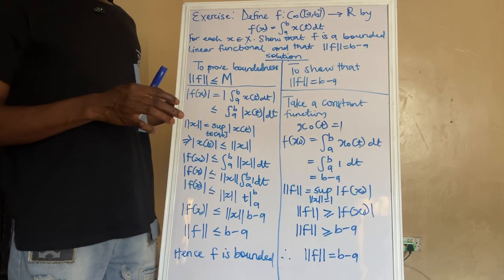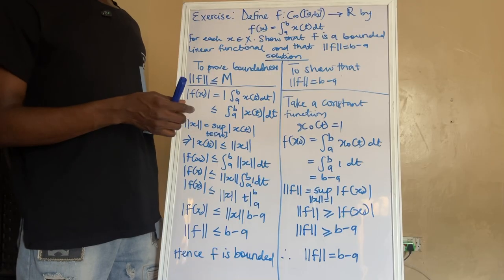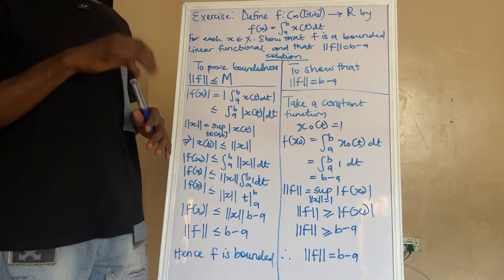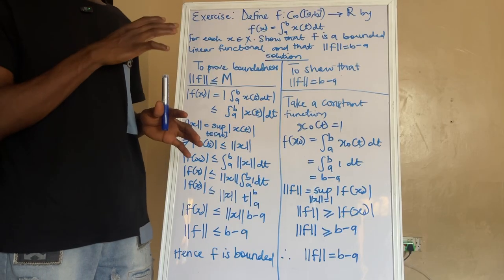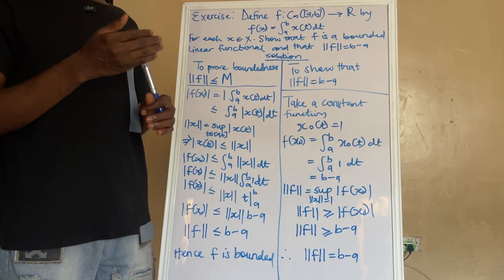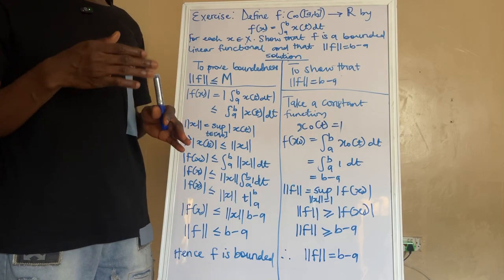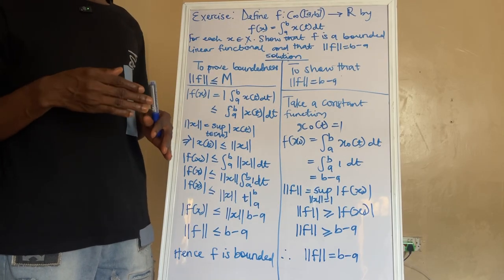Whenever I want to prove that an operator is bounded, for example, this one, we have f here. If you want to prove that f is bounded, how I like to see it is that I want to show that the norm of the operator is less than or equal to something. That's it. I'm trying to show that that norm has an upper bound. And if it has an upper bound, that means it is bounded.